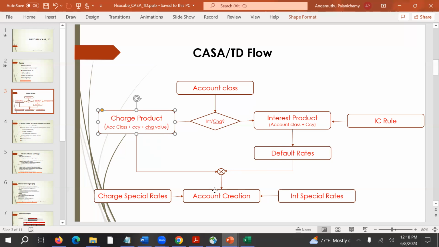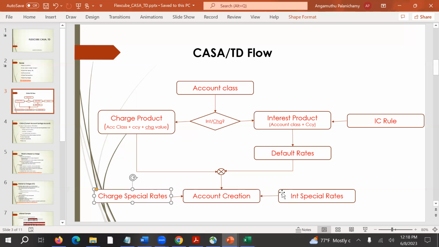After that, once we create an account, as I told you, at end of day there is a process called IC resolution. This will resolve based on the account class and currency combination given in the interest and charge product, and put it in the IC tables for the calculations. On top of it, these are default rates at the product level. At the account level, I may want to give some special rates for particular accounts. So in the account screen, I can go and attach the interest and charge product.